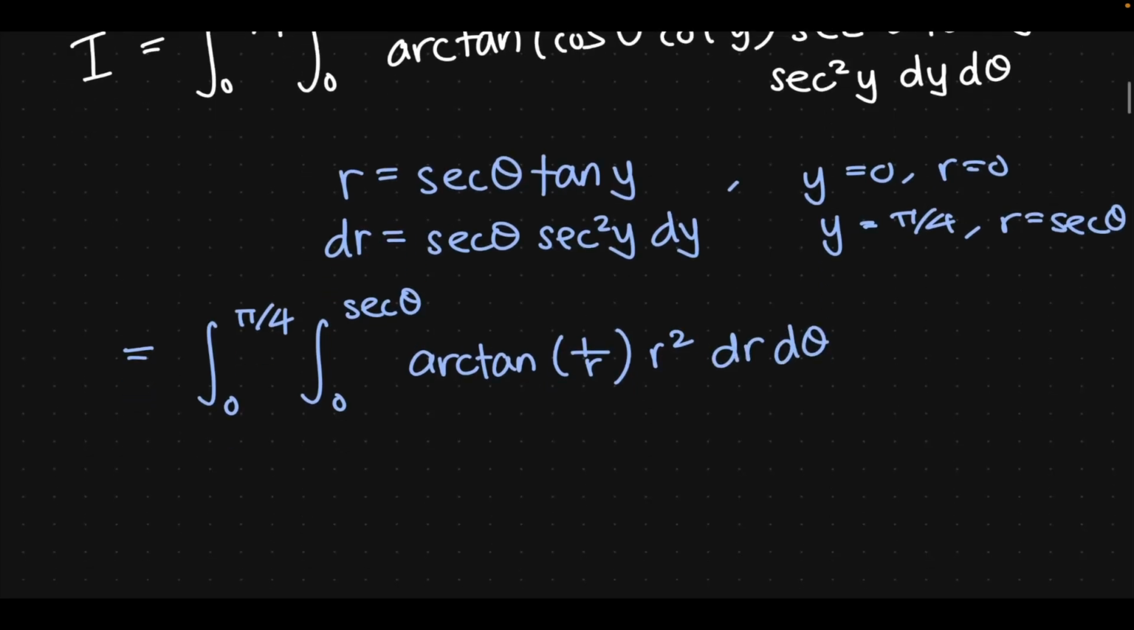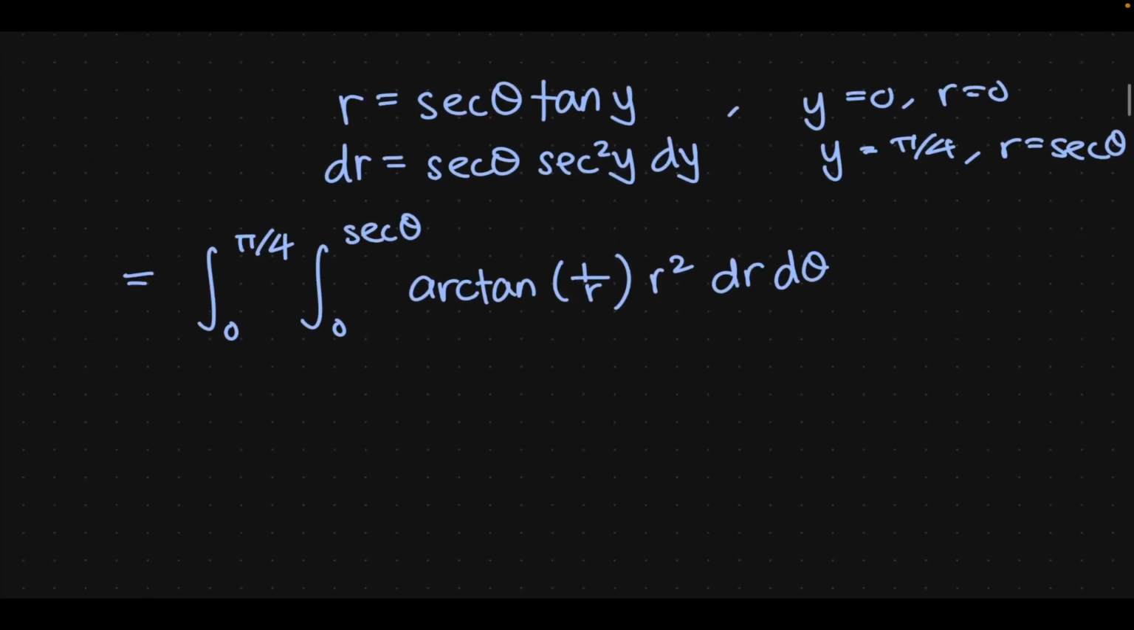Notice this substitution was only changing the variable y into this new variable r. The theta was unaffected, and that is totally fine. The only price we have to pay, if at all, for that kind of substitution is this nested integral, because now the inner integral depends on theta, which is the outer variable.